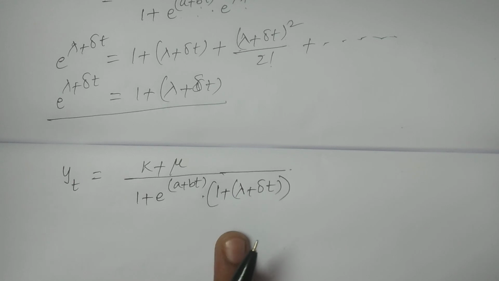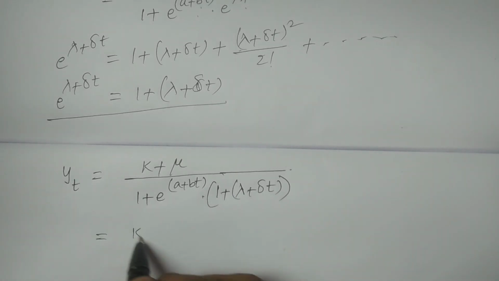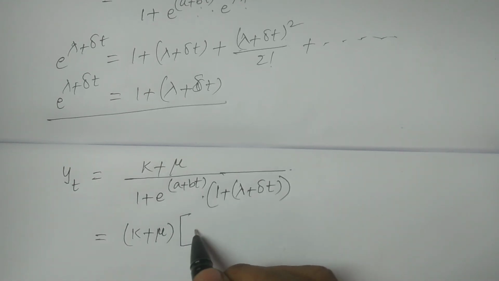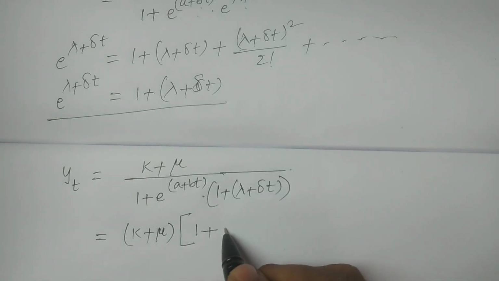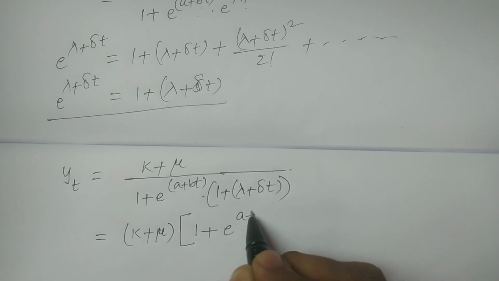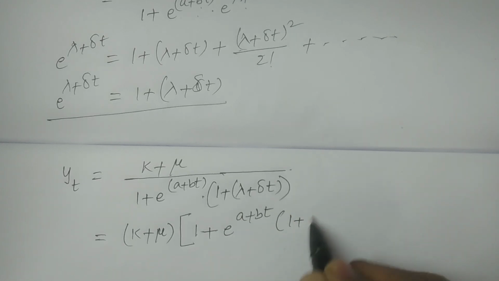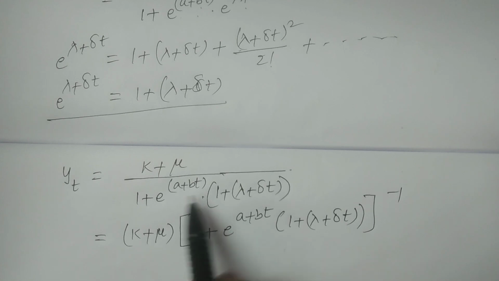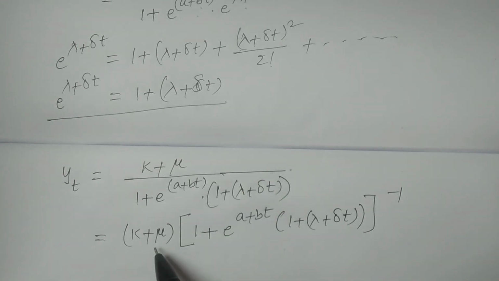If you consider this, I am taking this particular term in the numerator, so this can be expressed with power minus 1: 1 by 1 plus e power a plus bt into 1 plus lambda plus delta t, the whole power minus 1. This is the term I am taking in the numerator, so this is k plus mu into 1 plus e power a plus bt into 1 plus lambda plus delta t, the whole power minus 1. I have just taken this one particular term in the numerator.